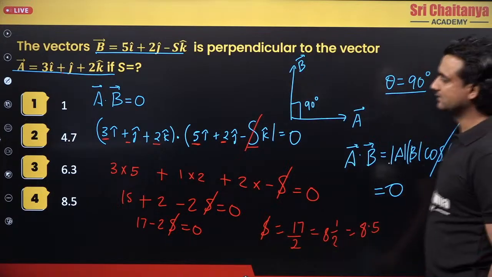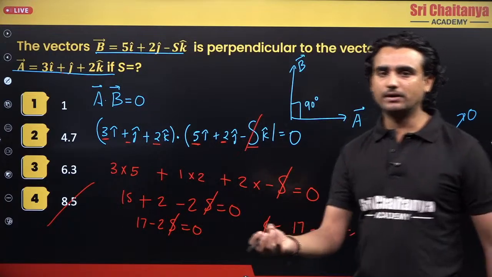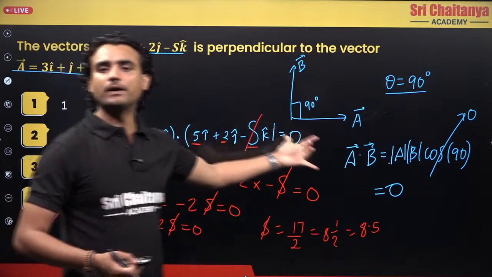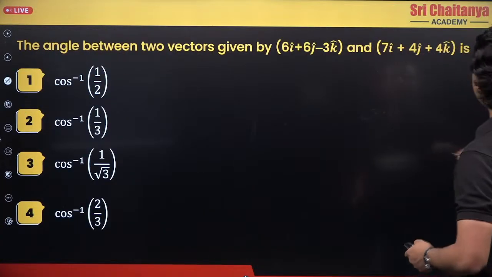Clear? So finally the answer is 8.5. Clear? So what is the condition that you have to remember? The condition that you have to remember is that the dot product of two perpendicular vectors is 0. Next, find the angle between the two vectors.